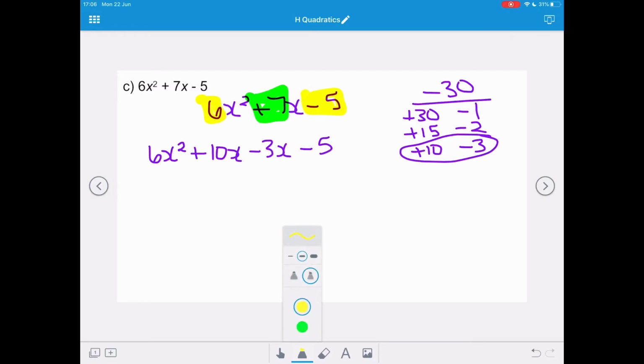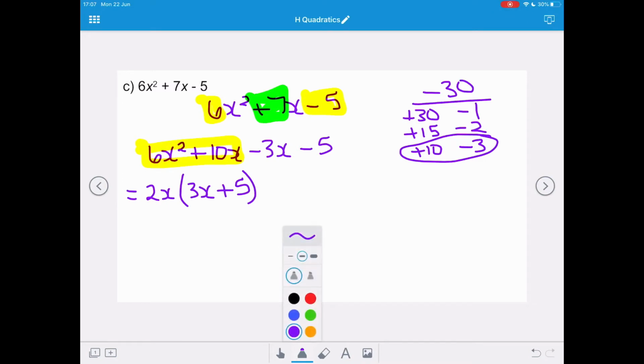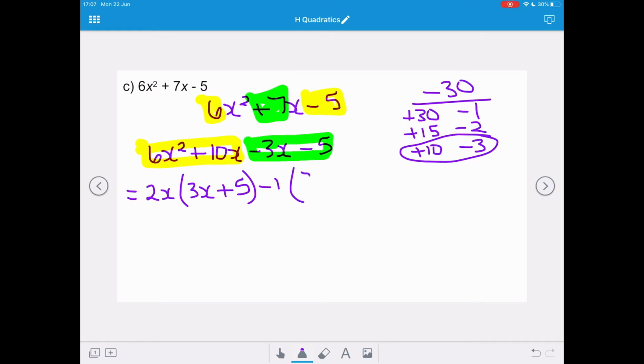Now we want to factorize the first two terms. So the highest common factor is going to be 2x. And inside our bracket it's going to leave us with a 3x plus 5. And then we want to factorize the second two terms, the minus 3x minus 5. And we want to have that duplicate bracket of 3x plus 5. So we're going to take out a negative 1 to give us our 3x plus 5 bracket. So our brackets are (2x minus 1)(3x plus 5).